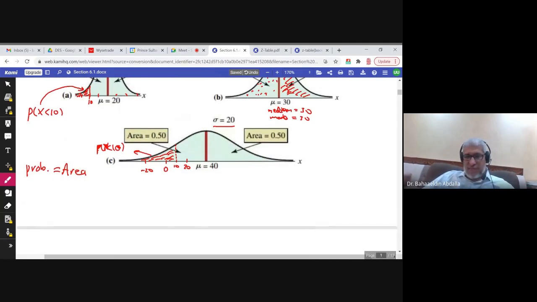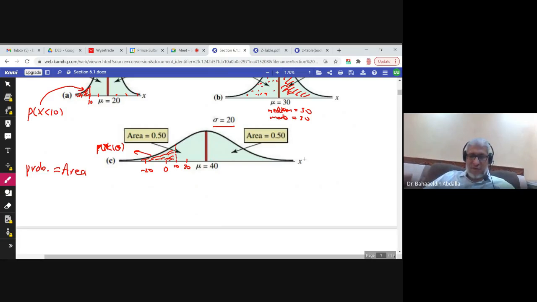So this is the x-axis. This is the axis of the variable x. 40 is a value of x. 20 is a value of x. 0.5 is not here. 0.5 could be here if you like. It's between 0 and 10. You can find 0.5 here. But the area is not a value of x.